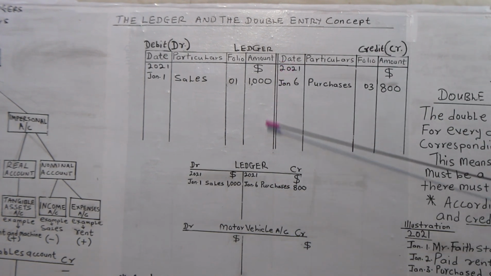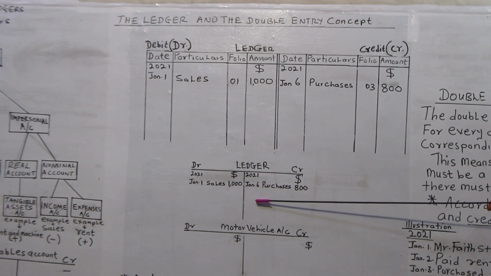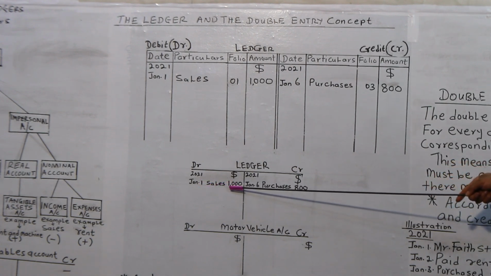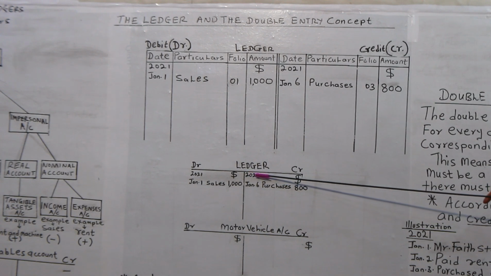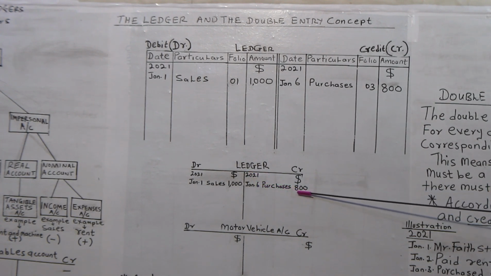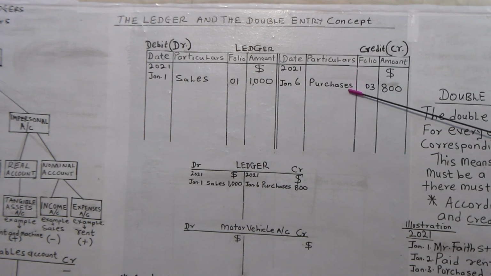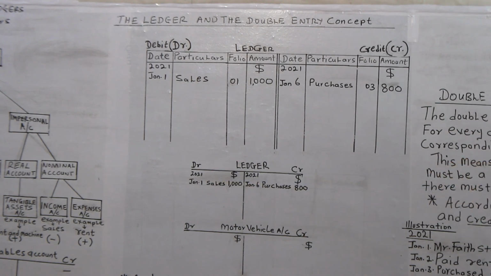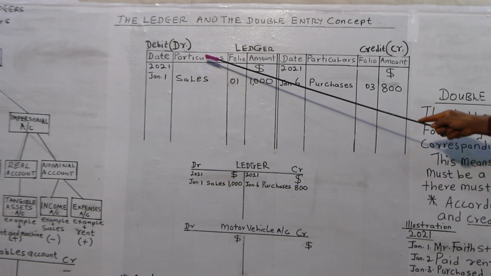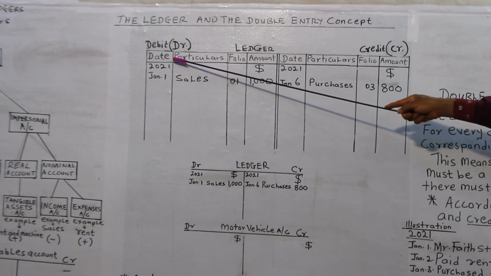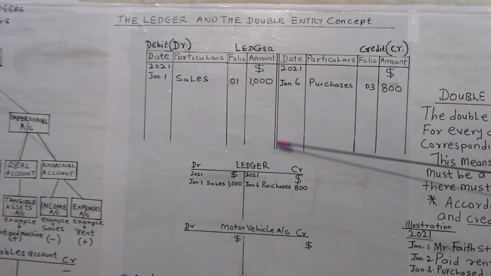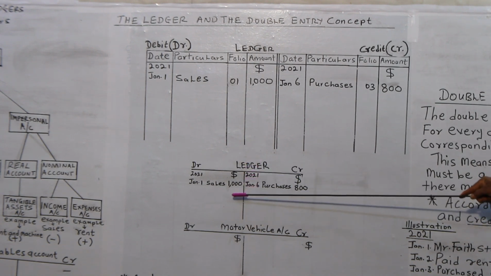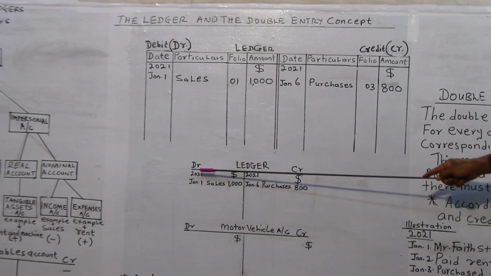This same ledger can also be presented in this way. You can still see 2021, January 1st, sales $1,000. We have 2021, January 6th, purchases $800. The same as the right side is here, and the same as the left hand is here. Now, the only difference is that while this ledger is detailed, the headings are detailed, this one is not detailed. But in most cases, under examination condition, it is this type that is used, just in form of a cross.